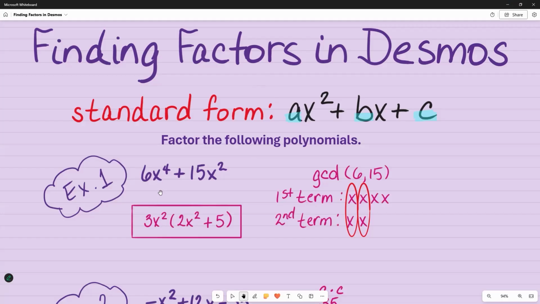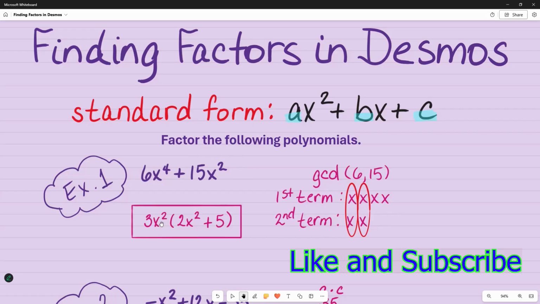In terms of the x's, what I want to look for is the one that has the smallest exponent. So for those who are visual, the first term had 4 x's, and then the second term had 2 x's. How many do they have in common? 1, 2. So I always want to take the exponent that's the smallest. That's what's going to go on the outside. And now I can just either divide each one of these terms by 3x squared, or I can just say to myself, 3x squared times what will end up being 6x to the fourth. 3x squared times what will end up being 15x squared.